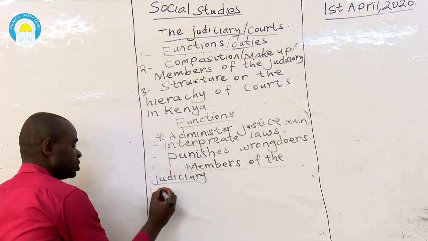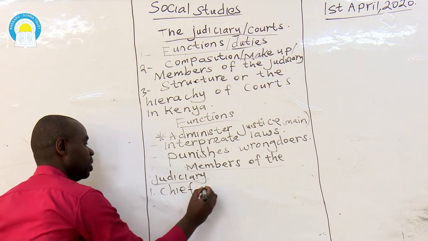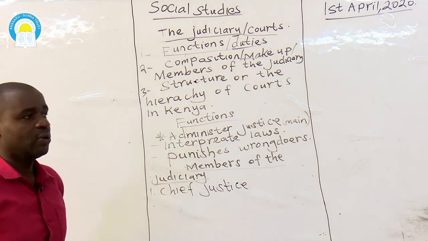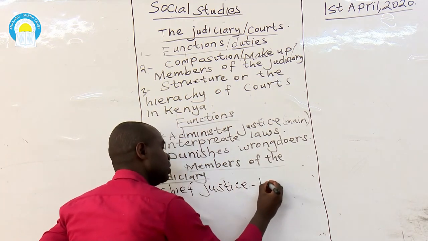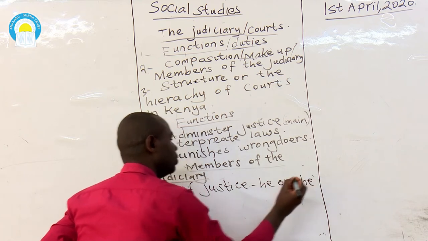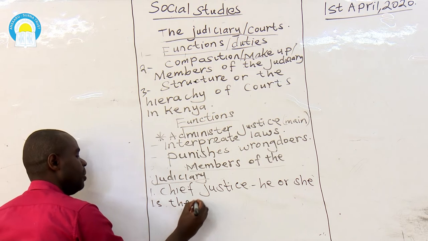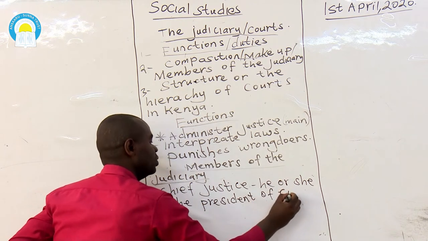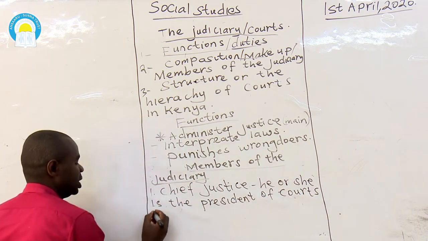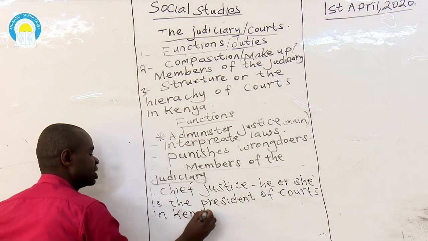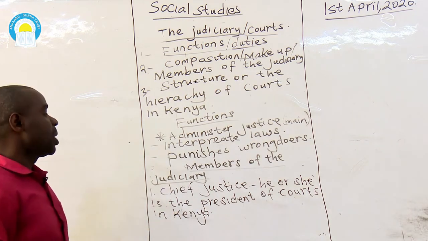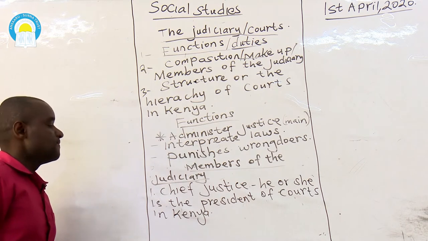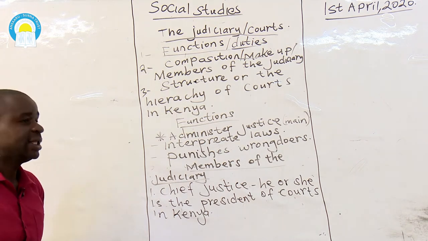One, we have the person known as the Chief Justice. The Chief Justice is very important. Why? We say that he or she is the president of all the courts in Kenya. So that one is a key function. And remember, the Chief Justice of Kenya is none other than Mr. David Maraga. That's the Chief Justice of Kenya.